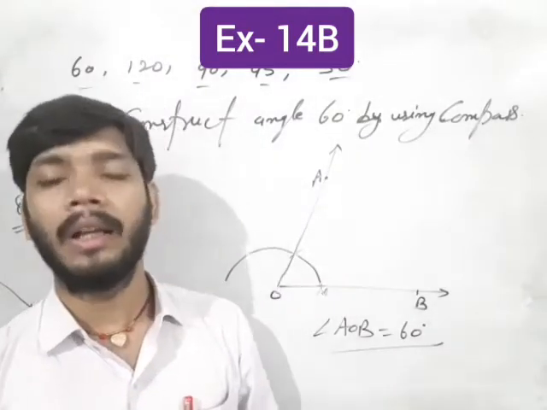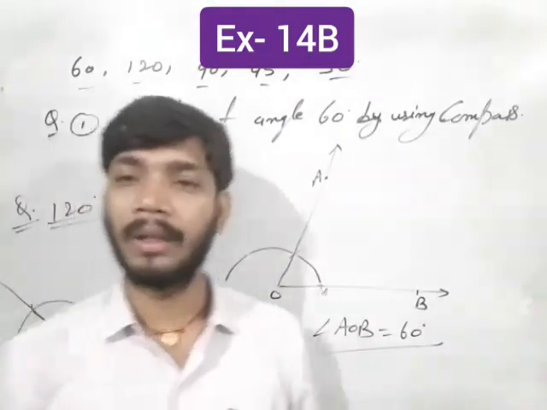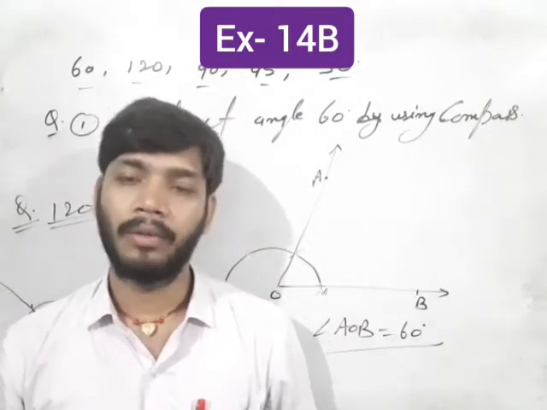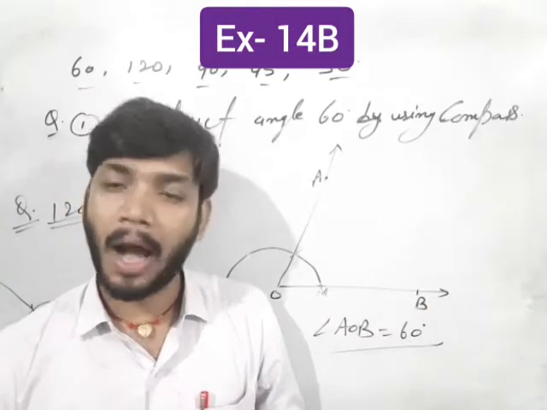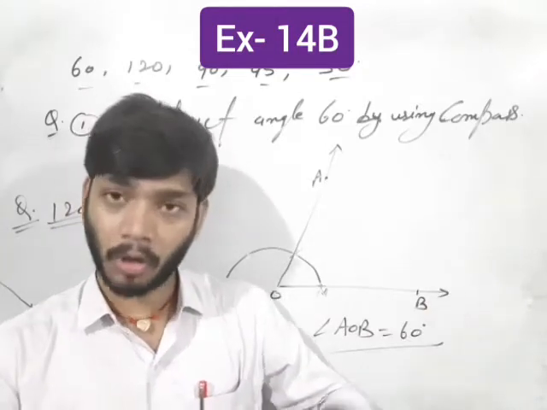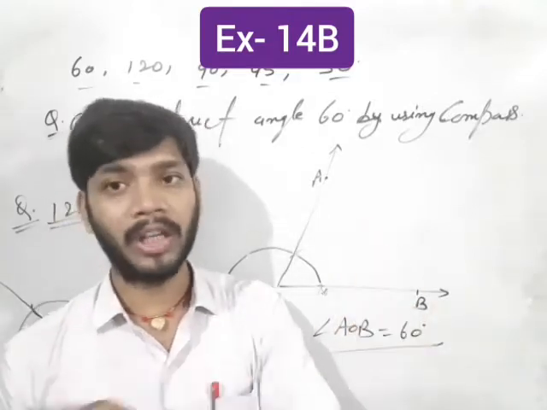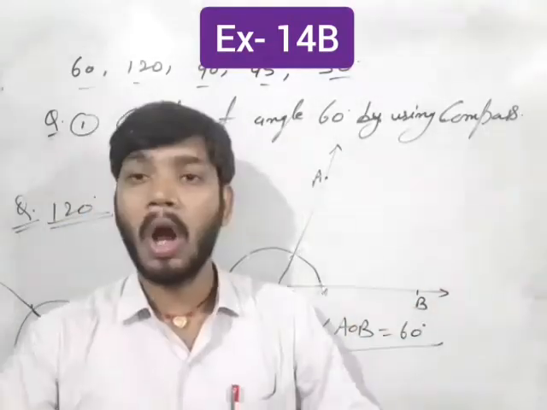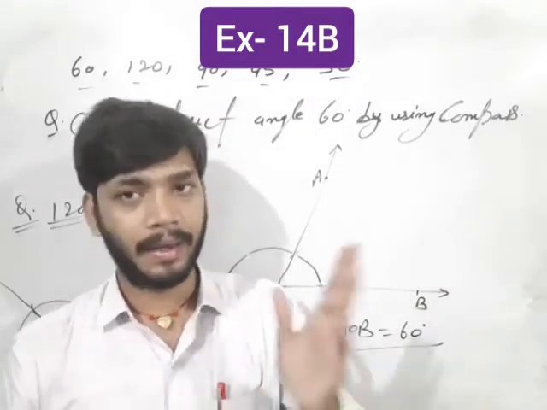Now students, if you have to construct a 30 degree angle, that means first of all construct a 60 degree angle and bisect the 60 degree angle. And how will you bisect? How will you draw a bisector of an angle? This was discussed in the previous video. If you didn't watch that video, you must watch the previous video first.